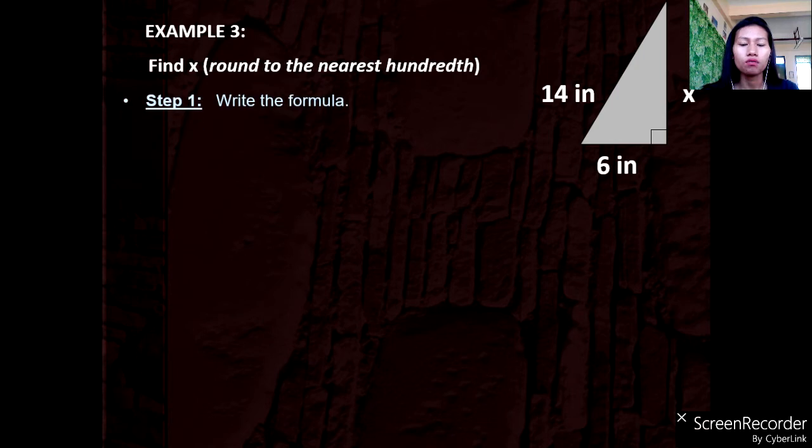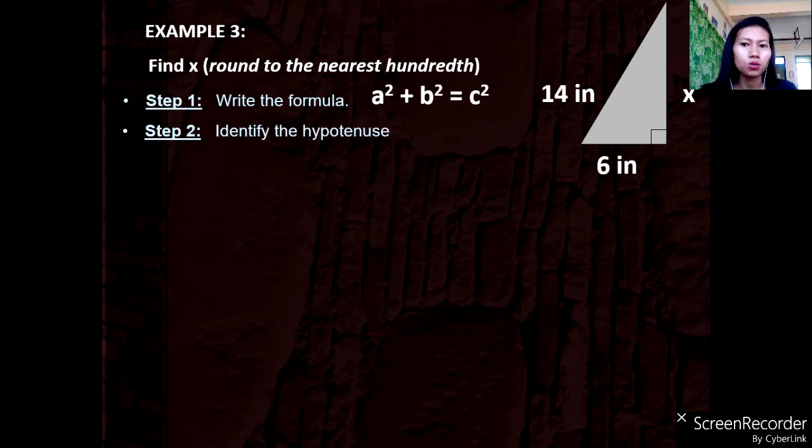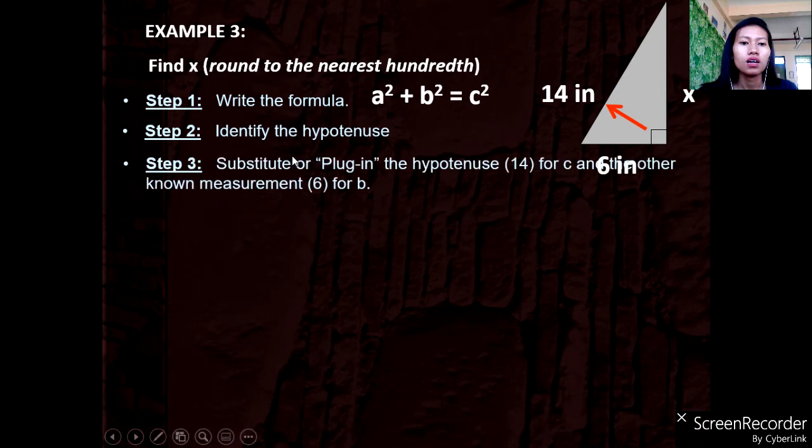So first, write the formula. So formula is a square plus b square is equal to c square, and then step 2, identify the hypotenuse. So yung hypotenuse natin dito is yung longest side or the bigger side, which is 14. And then substitute or plug in the hypotenuse 14 for c and the other known measurement 6 for b. So let's assume na yung nawawala is a. So kahit aling variable doon gamitin natin, still that's acceptable kasi a or b are two legs.